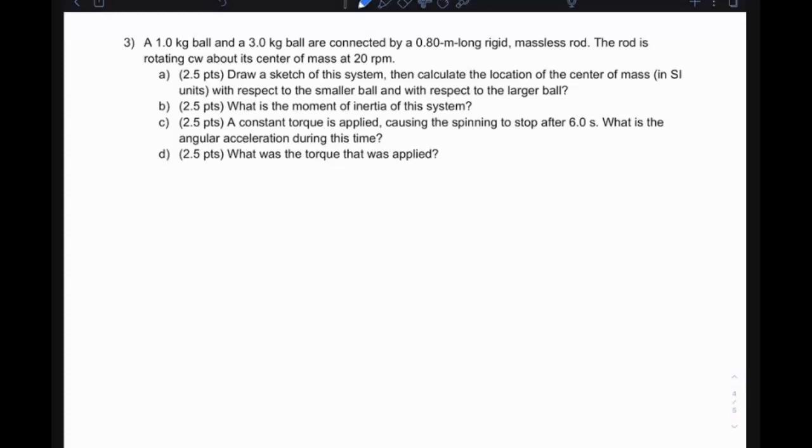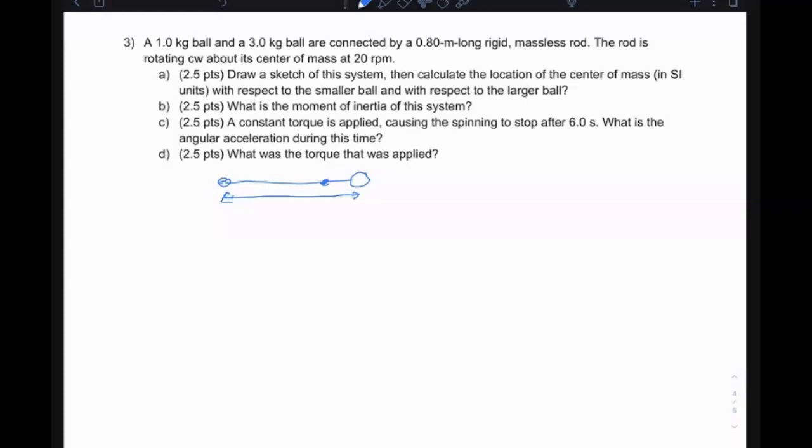Then calculate the location of the center of mass in SI units with respect to the smaller ball and with respect to the larger ball. So let's do that. Here's the small ball and the large ball located at a distance L from the small ball. And the center of mass is going to be located somewhere between the middle of the rod and the location of the large ball. So it's going to be over here someplace.